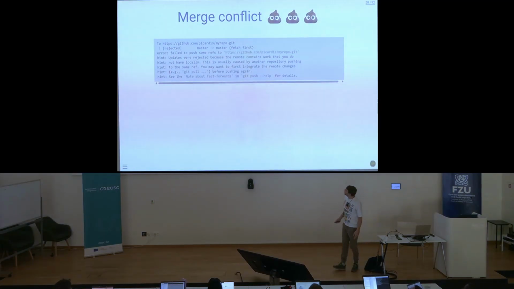This is how it looks in the command line. You will see something similar in an IDE, like VS Code or GitHub, whatever. And if you read what it's actually saying, it says error: failed to push some refs to the name of the repo. Updates were rejected because the remote contains work that you do not have locally. As we said, someone else pushed stuff, you don't have it. It's usually caused by another repository pushing to the same ref. If you want to first integrate the remote changes, git pull before pushing again, right? This is what it's suggesting, which is a good suggestion.